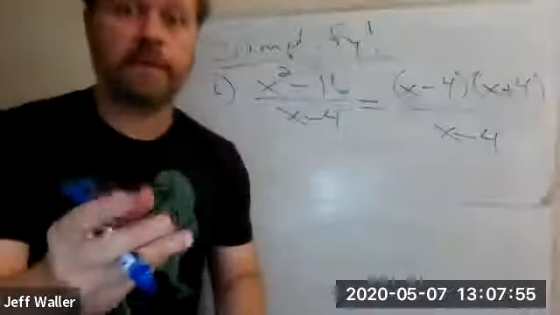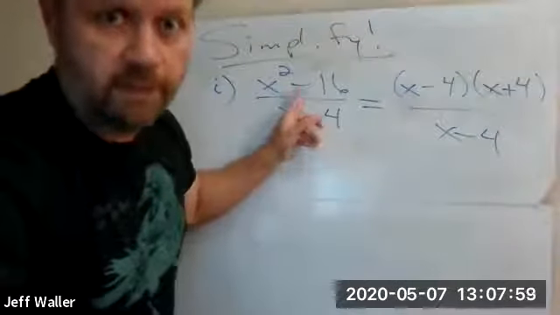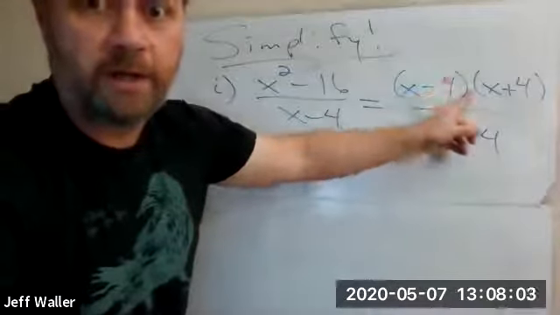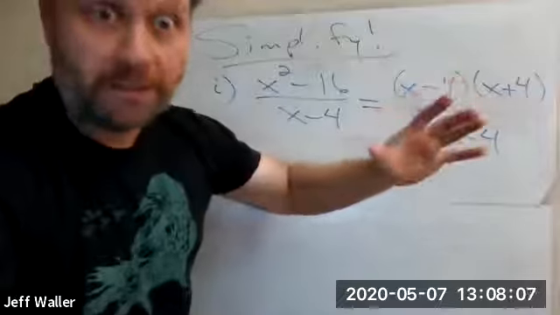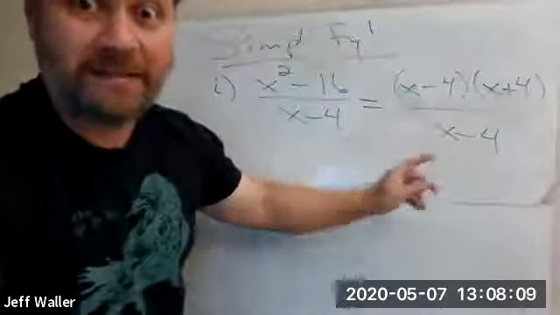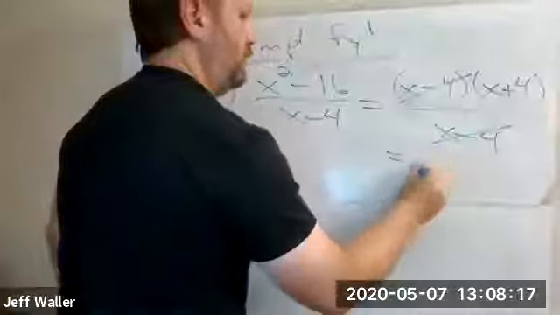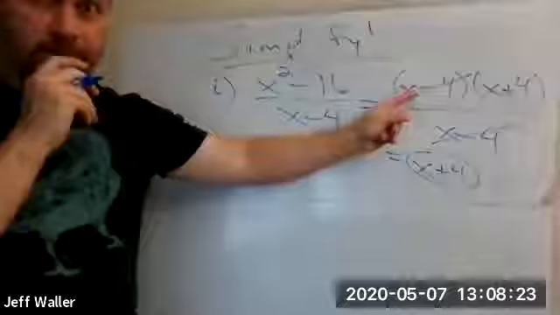And now I can see what cancels. I couldn't cancel anything before because division does not cancel subtraction. But what operation is here? Multiplication. So division goes, oh, it's my turn. Do I get to do something? Yes, the x minus 4s cancel. So your answer is x plus 4, because the x minus 4s canceled.